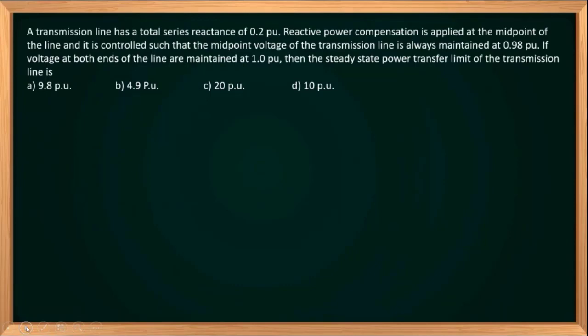Yes. This question is related to the transmission line with reactive power compensation. A transmission line has a total series reactance of 0.2 per unit. Series reactance 0.2 per unit is given. The reactive power compensation is applied at the midpoint of the line.